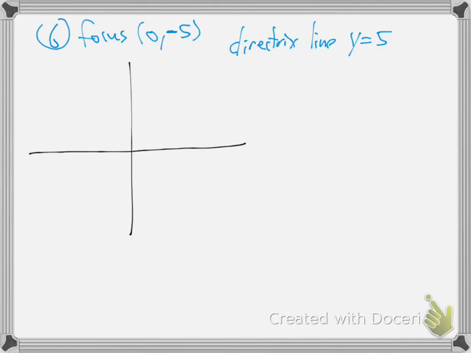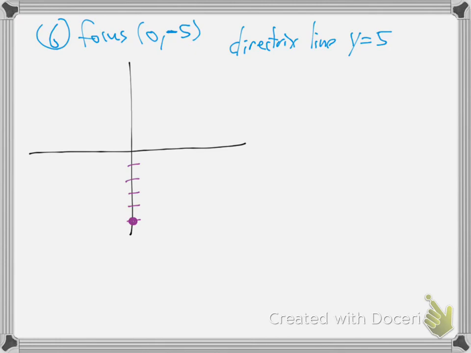So we'll put the focus on there. Have you been putting this stuff in the video that you put on the board? Yeah, it's all in there. Over 0, down 5. There we go. So there's our focus point.